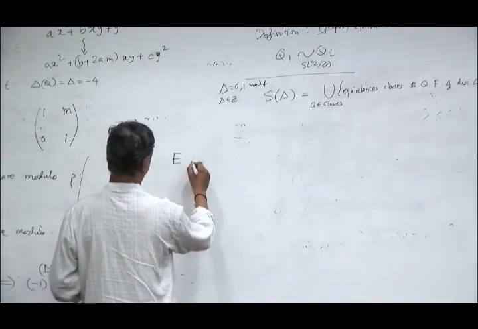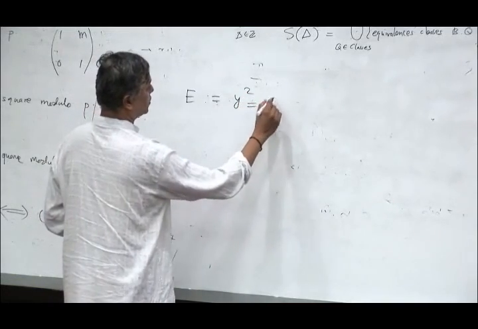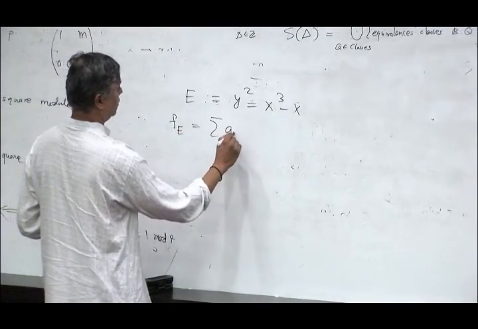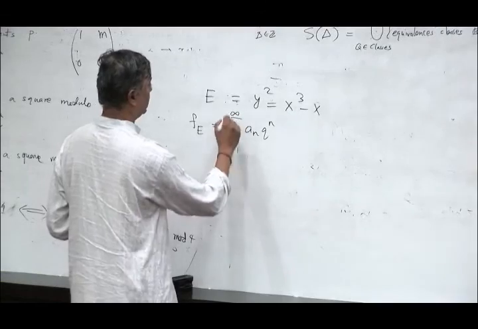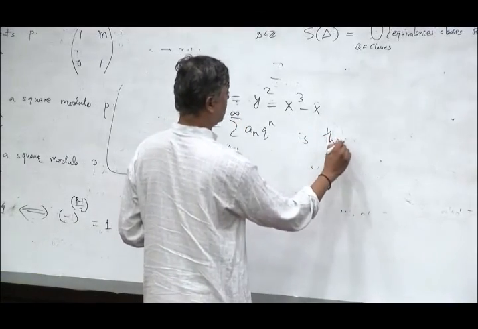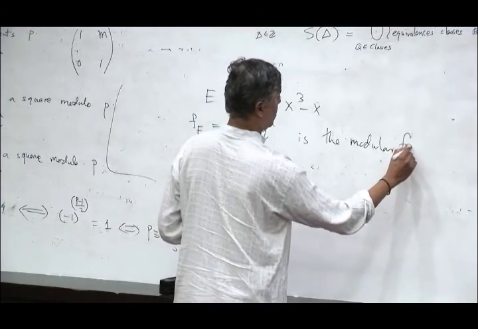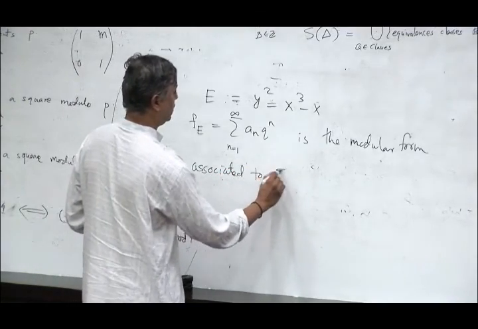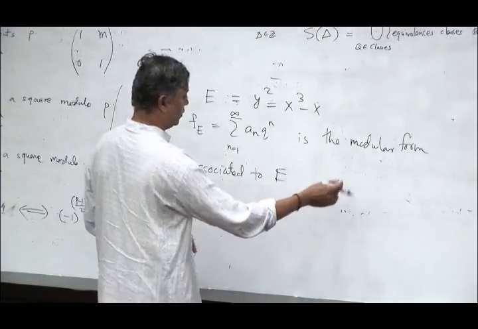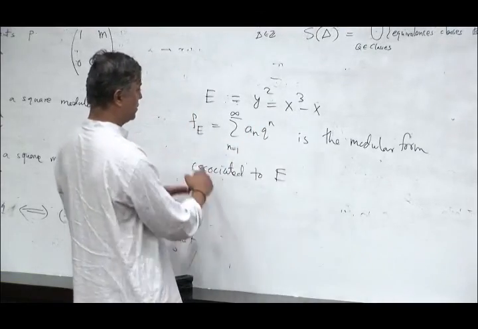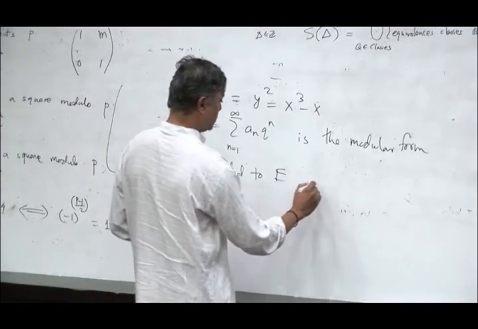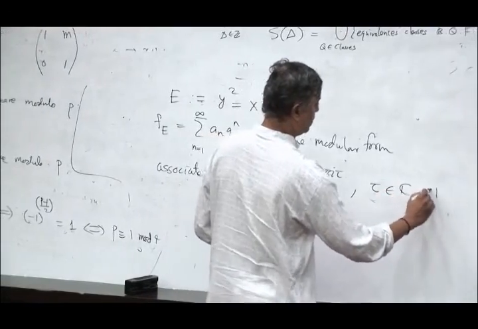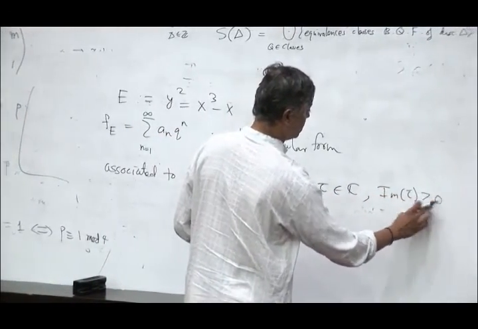So take the elliptic curve E given by y square equal to x cube minus x. Take the modular form f_E equal to the summation of a_n q to the n, n equal to 1 to infinity. f_E is the modular form associated to E. You don't need Wiles, it's true for CM elliptic curves. What is q? q is e to the power 2 pi i tau. What is tau? Tau is a complex number, and the imaginary part of tau is greater than 0.